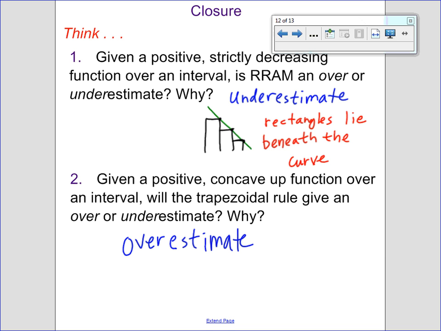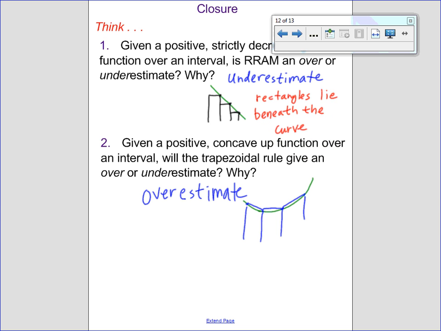What if my function was increasing though? Concave up is not going to matter. I'm always going to be above it. So my trapezoids are always going to lie above. So that concave up ensures, even if I have different length subintervals, that my trapezoids are going to lie above the curve. Thank you, Danny. Good.